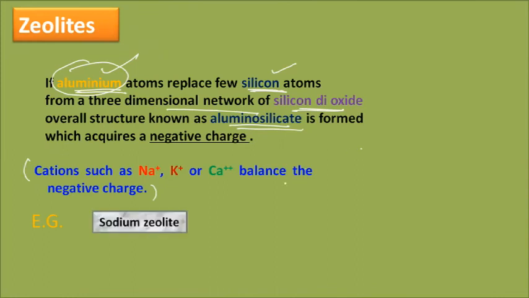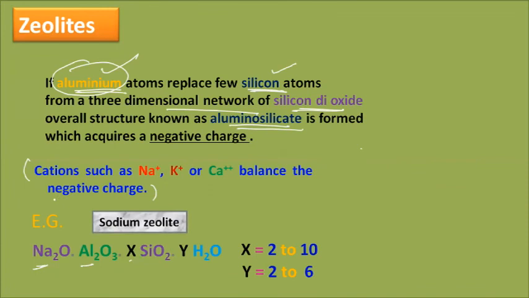ஓகேங்களா? So example வந்து sodium zeolite னு சொல்லிக்கலாம். Look at that. Sodium zeolite will have the aluminum and the negative charge balance பண்றதுக்கு Na plus add பண்ணிருக்கோம். So aluminum atom when it replaces few of the silicon from this network of silicon dioxide, then we can say that this is a type of zeolite. See X and Y, X ஓட number 2 to 10 vary பண்ணலாம், Y ஓட number 2 to 6 vary பண்ணலாம்.